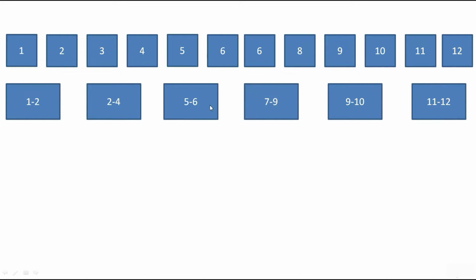Here you can see in the second scenario I have taken 2 columns for one part. First and second columns for the first part, third and fourth columns for the second part, 5 and 6 for the third part, 7 and 8 for the fourth part, 9 and 10 for the fifth part, 11 and 12 for the sixth part. We have divided the Bootstrap 12 columns into 6 parts in the HTML.